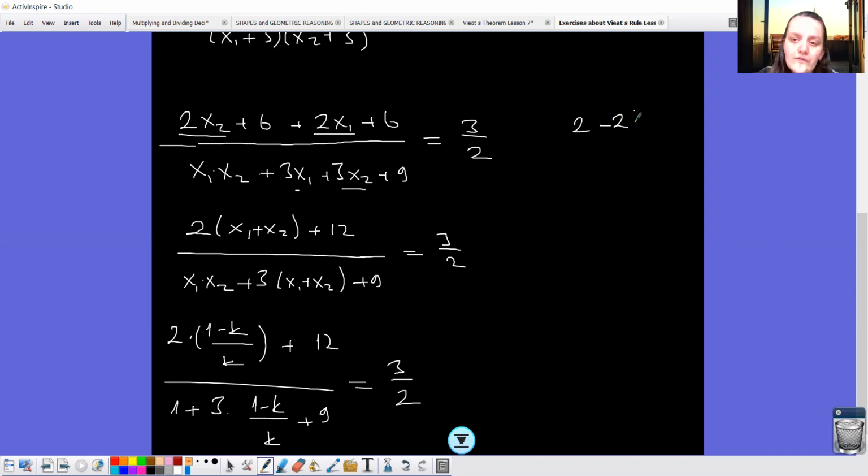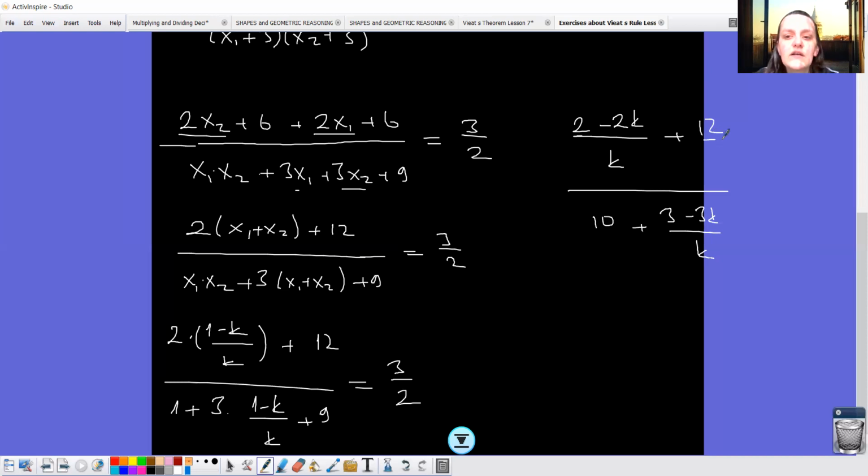2 minus 2k over k plus 12 we have. Here 1 plus 9 will be 10 plus 3 minus 3k over k. I'm multiplying by 3, the numerator. It is equal to 3 over 2. Here I have 1, I'm multiplying by k. Then what we'll get? 2 minus 2k plus 12k over k.